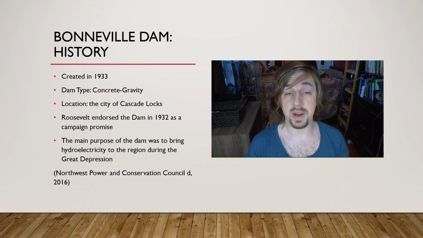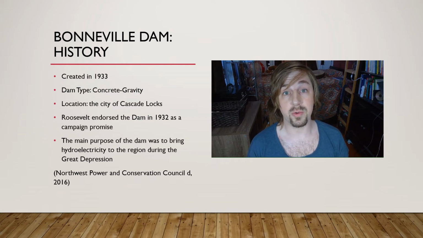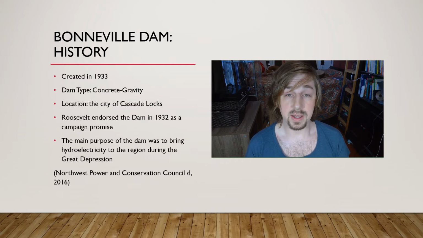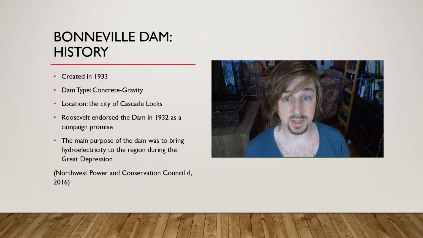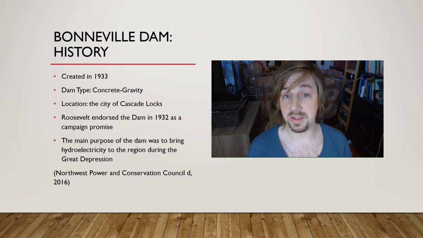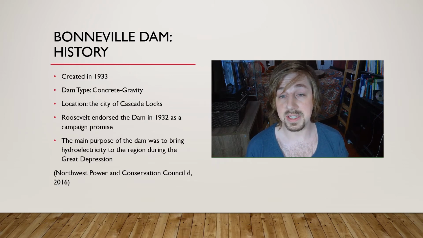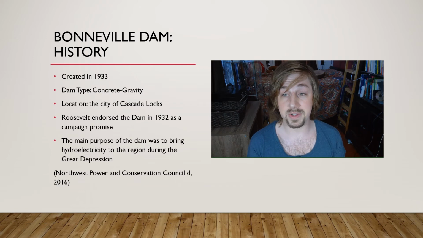A brief history of the Bonneville Dam. The Bonneville Dam was created in 1933. It's a combined concrete and gravity type dam. It's located in the city of Cascade Locks, Oregon. President Roosevelt endorsed the dam in 1932 as a campaign promise, and the main purpose of the dam itself was to bring cheap hydroelectricity to the region during the Great Depression.